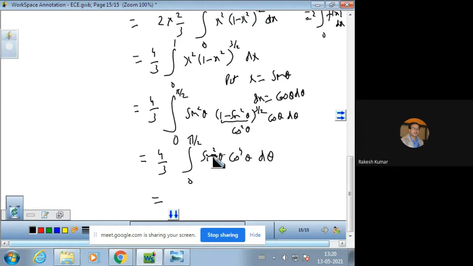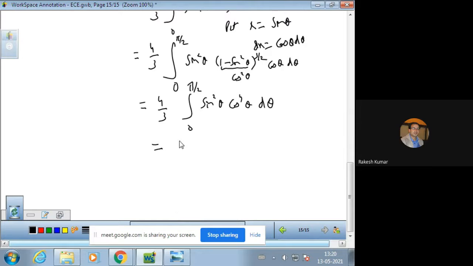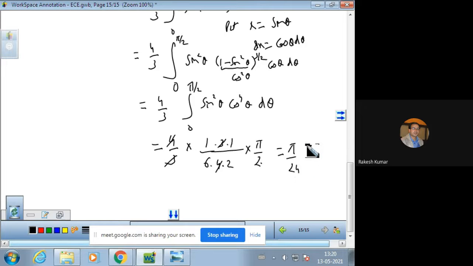Now both are even powers, and also you can apply the reduction formula. So by the reduction formula, that is 2 minus 1 is 1 into 4 minus 1 is 3 into 1 over 2 plus 4 is 6, 4 into 2. Because the powers are even powers, you multiply with pi by 2. So ultimately you will have this. Now you can cancel the terms and you will have pi upon 24. So this is the evaluation of the given double integral.